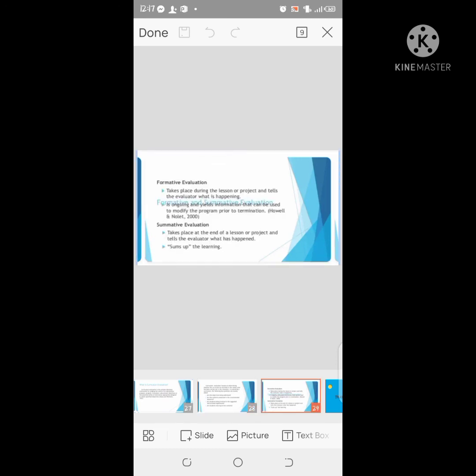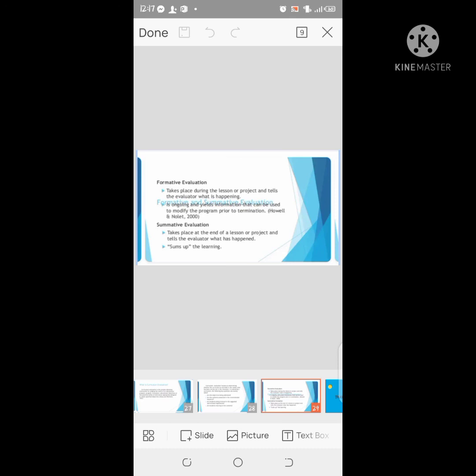So, last is about formative evaluation and summative evaluation. A formative evaluation takes place during the lesson or project and tells the evaluator what is happening. Then, it is ongoing and yields information that can be used to modify the program. So, formative evaluation is about asking the students what they understood, and then making a graphic organizer about what they understood, things like that.